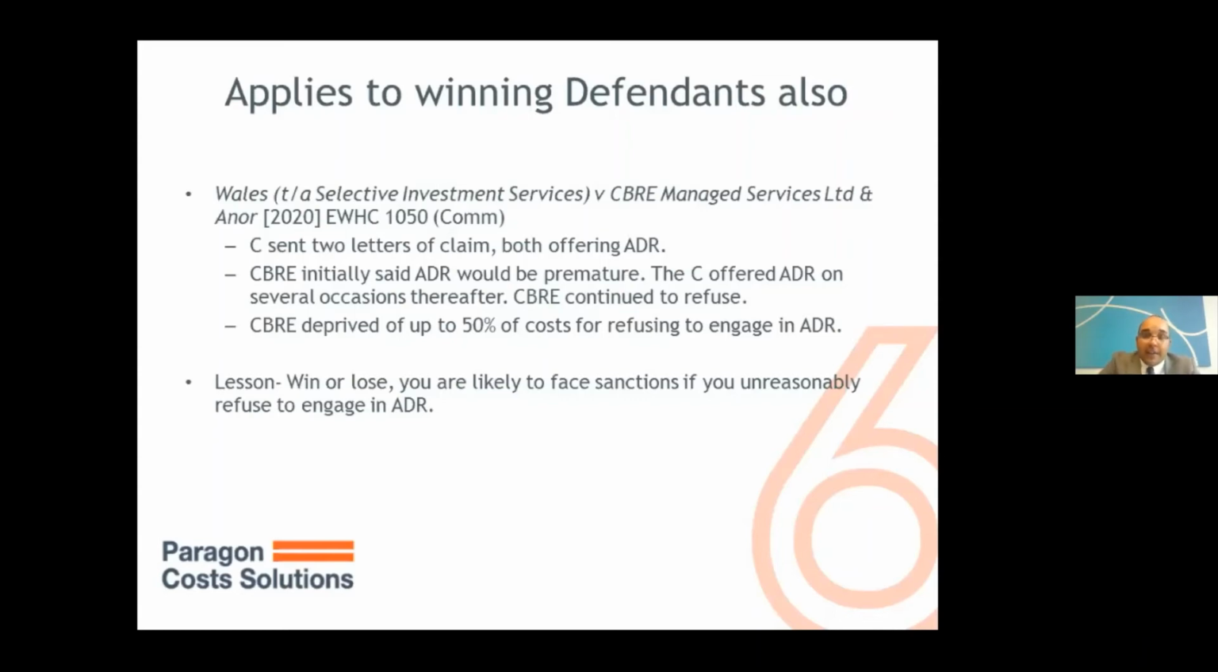There was a bit of a sliding scale depending on certain dates, and one of the other defendants was also deprived of some of their costs for different reasons. It just goes to show that the courts are taking this very seriously, and as I say in the lesson here, win or lose, you're likely to face sanctions if you unreasonably refuse to engage in ADR. So I think you have to be very brave to say no thank you to any ADR. And of course, I don't think it will be beneficial to say yes for the sake of saying yes and then turn up and not engage in the process. That's not what is intended. The intention is that you turn up at an ADR and you do engage in the process.